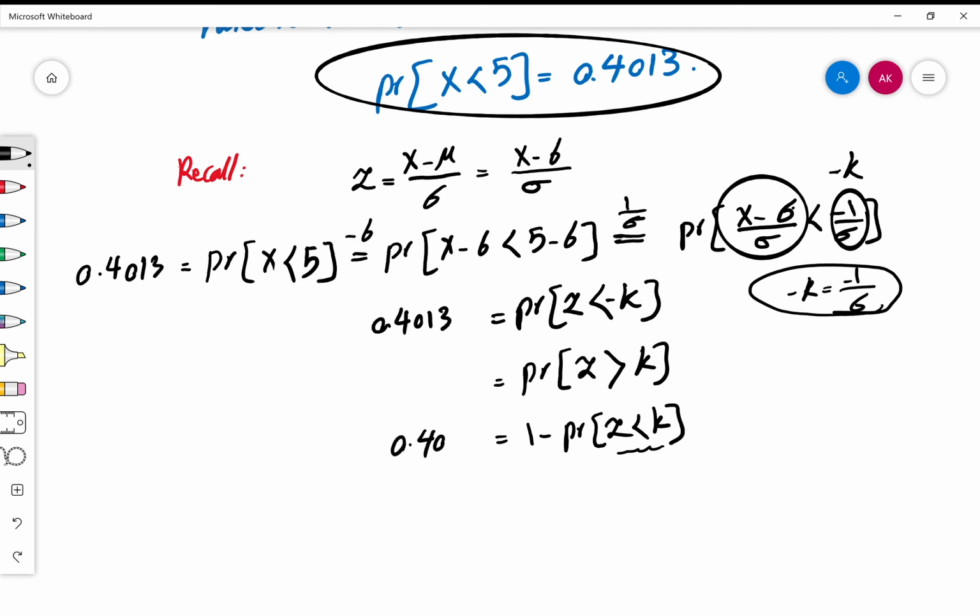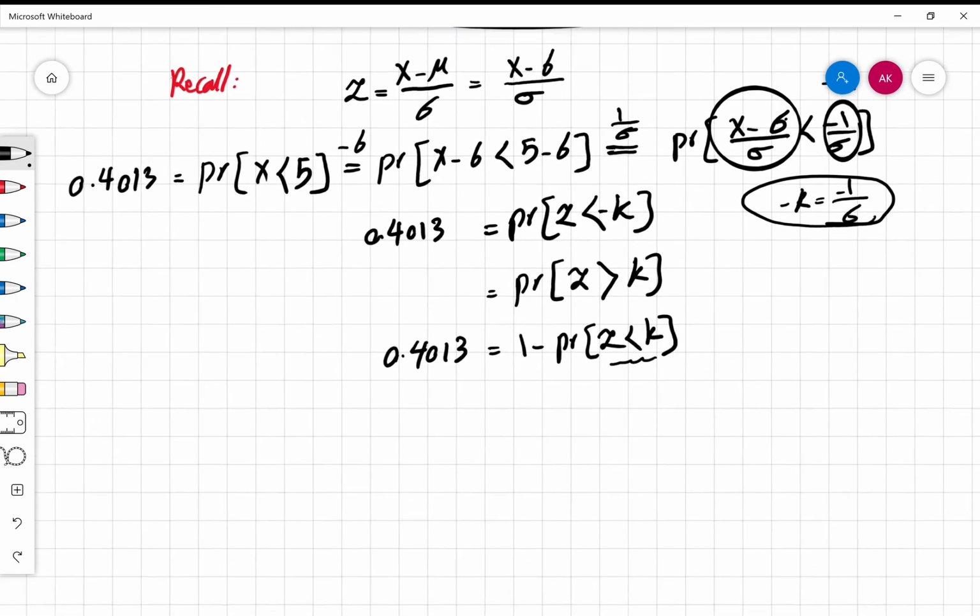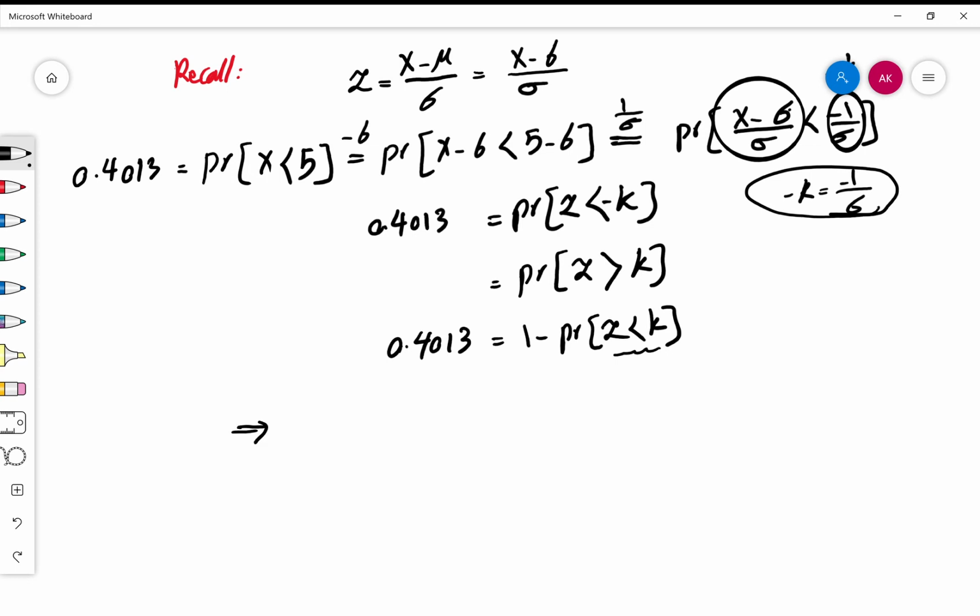And now we know that 1 minus the probability of Z less than k is 0.4013. And if we solve that, basically the probability of Z less than k is 1 minus 0.4013, which in number is 0.5987. So this gives us the probability of Z less than k is 0.5987.